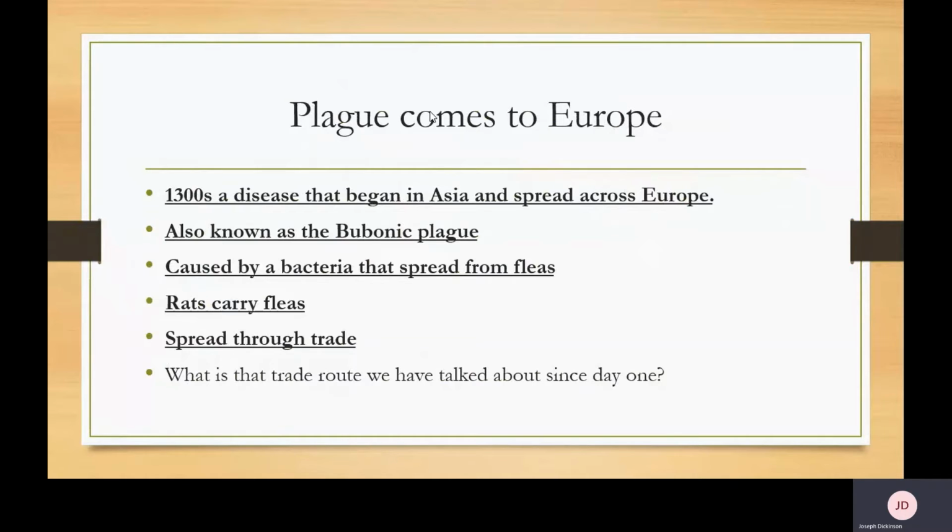It's caused by a bacteria that spread from fleas. We know fleas. Yes, the insect or bug that you're thinking of right now that gets on your dog. Rats carry fleas. So the Black Plague actually came from fleas that came from rats. And this is going to spread through trade. Now, what is a trade route that we've talked about since day one of Mr. D's class? Tell your neighbor. So it's crazy to think that this trade route, the Silk Road that we've been talking about, how it's always important, is actually going to be the cause of this disease spreading.